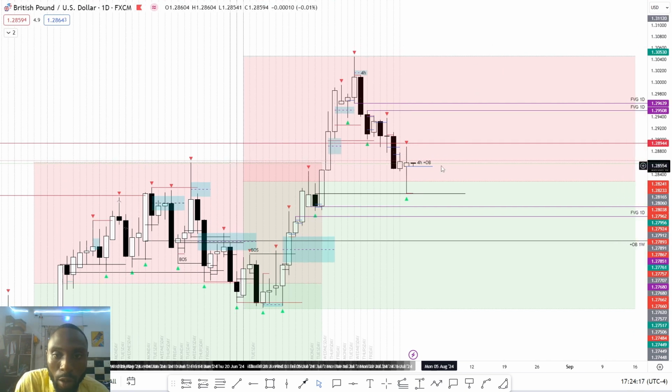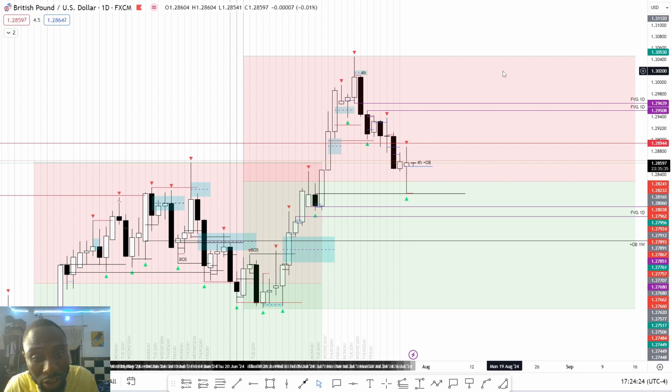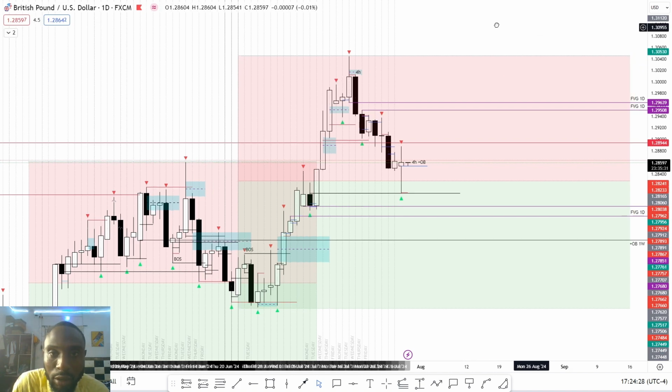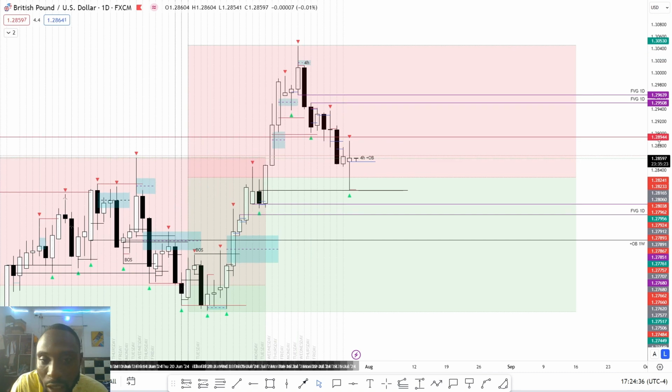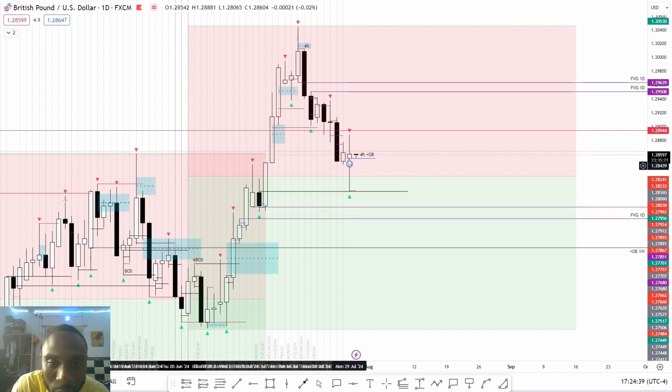So, this is the GBPUSD daily chart. What am I going to be doing now? The first thing is I'll be looking at the daily candle. How did the daily candle close? It closed like an indecisive candle.